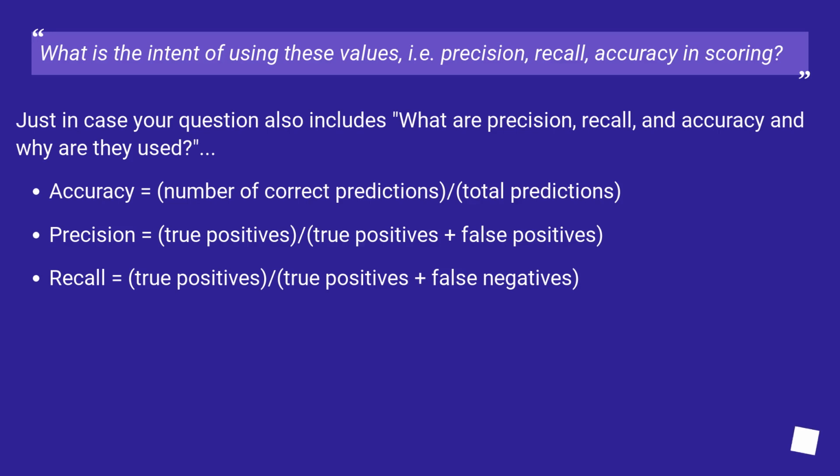What is the intent of using these values, i.e. precision, recall, accuracy and scoring? Just in case your question also includes what are precision, recall and accuracy and why are they used?